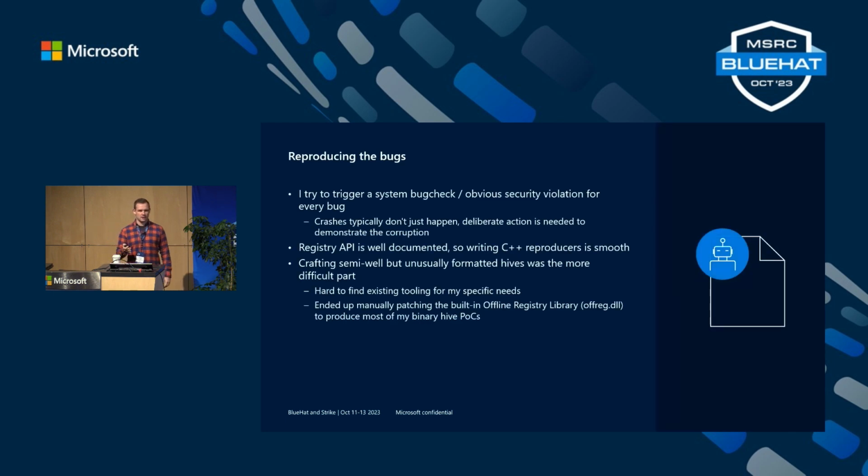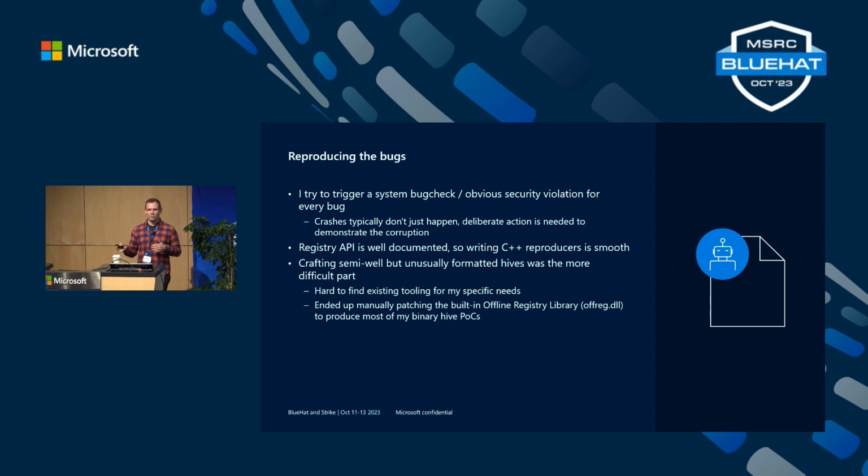In terms of reproducing the bugs, I always try to trigger a system bug check or an obvious security violation for every bug before reporting it to Microsoft, so that it's obvious that there is a bug and it's easy to reliably reproduce, which is a little bit hard in some cases, because what is also specific to the registry is that even if you manage to create some inconsistent state in the registry, crashes don't typically just happen as a result, so you have to be very deliberate to actually call some system call or perform some action that exposes the fact that there is an inconsistent state. Thanks to the fact that the registry API is so well documented on MSDN, actually writing the C++ of the reproducers was pretty smooth for me.